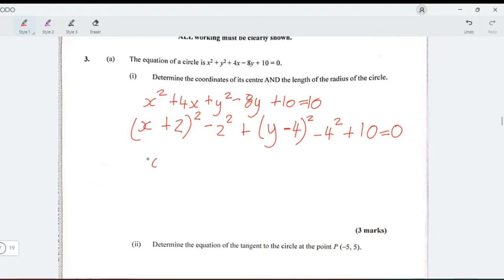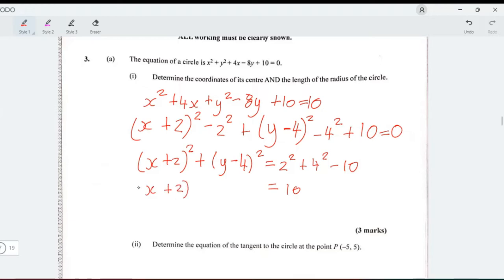So in that case, it becomes x plus 2 square plus y minus 4 square is equal to, bring it over, this is 2 square plus 4 square minus 10. That is 4 plus 16 is 20, 20 minus 10 is 10. So this is x plus 2 square plus y minus 4 square is equal to 10.